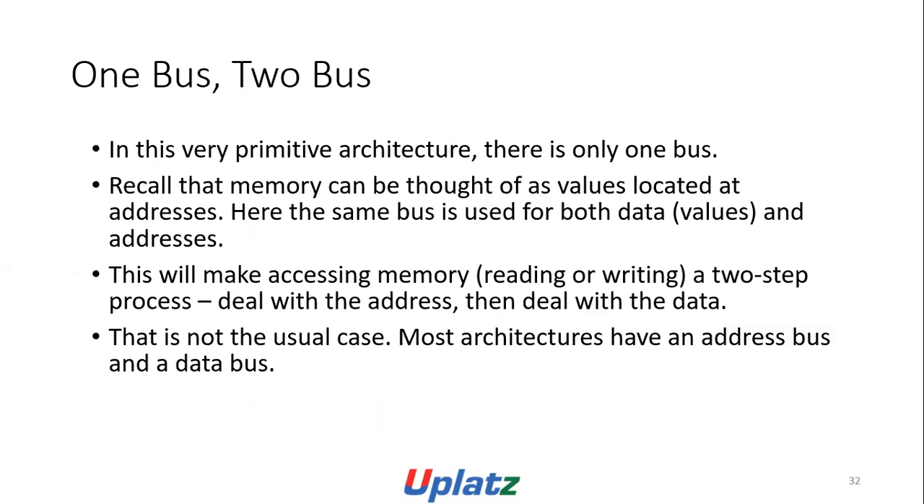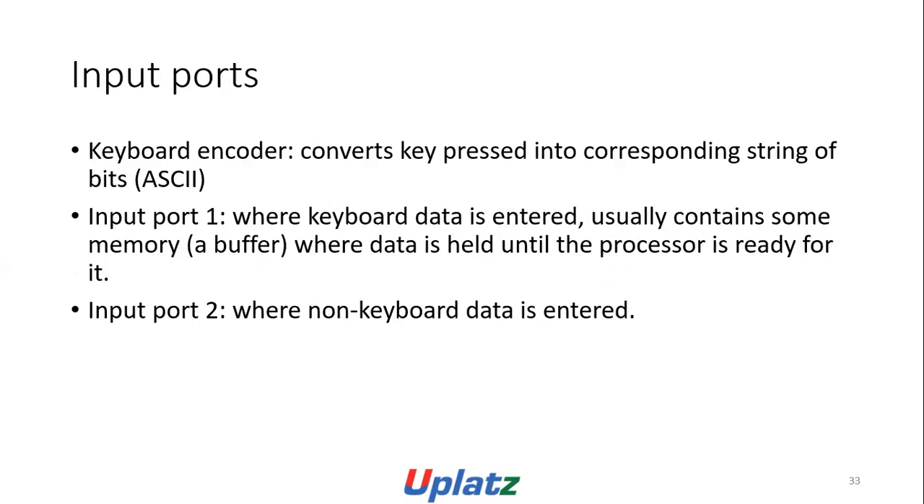In this very primitive architecture, there is only one bus. Recall that memory can be thought of as values located at addresses. Here, the same bus is used for both data values and addresses. This makes accessing memory, reading or writing, a two-step process: first with the address, then with the data. That is not the usual case. Most architectures have an address bus and a data bus.